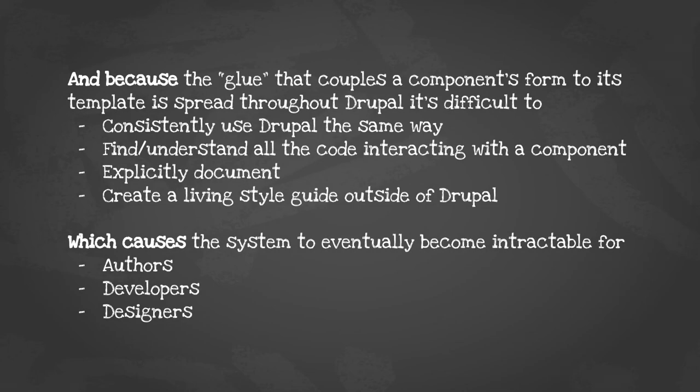And because that glue layer that couples components and forms together is spread right now throughout Drupal, right? It's in templates, it's in preprocess hooks, it's in whatever else you're using. It's really hard to consistently do it the same way across Drupal because it's spread out everywhere. And then it also makes it hard to find. If you're somebody new coming into a system or you're working on a part of the system you haven't worked on before, it makes it difficult to find and understand the code that's actually interacting with a component, which makes it difficult to either debug or add a new feature or to do something the right way according to how the system has been built. It also makes it very difficult to explicitly document because you end up trying to document essentially the entirety of Drupal, which is a pretty much impossible task for a single team.